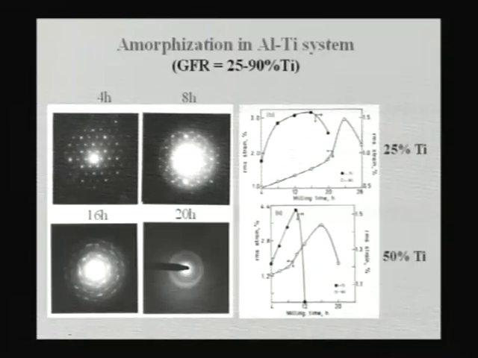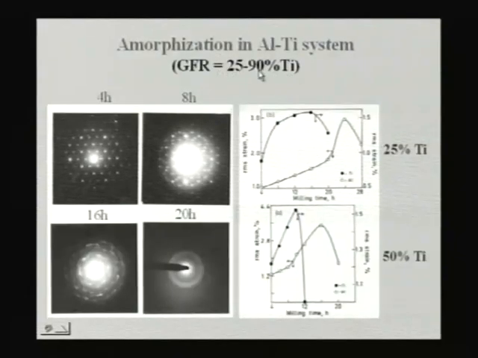This is one of those systems, aluminum titanium, where you can see with increasing time of ball milling you have destruction of the crystalline structure and then finally the development of the amorphous phase beyond a certain strain. And if you look at the range of glass forming compositions, what people usually call the glass forming range, GFR, that means the composition range over which one can get a glass, it is very wide in this system, 25 to 90% of titanium.